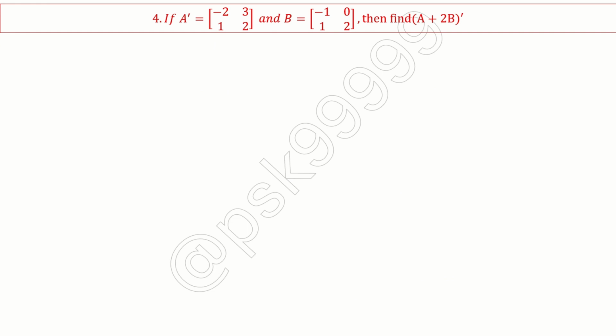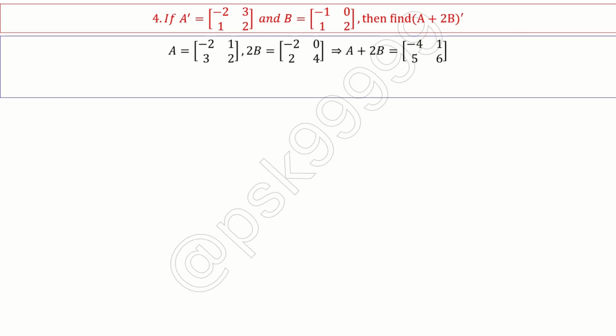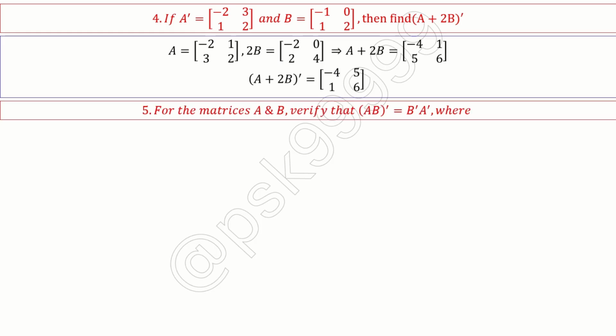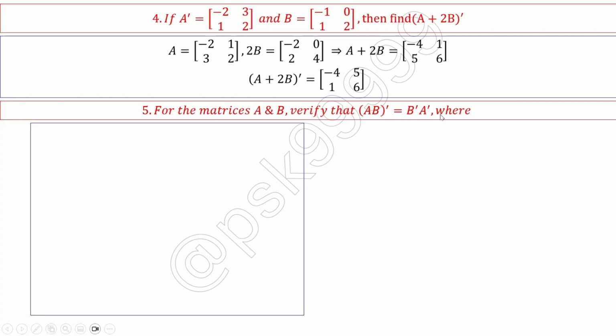Next. Again, same thing. A' is given, B is given. Find (A + 2B)', which is nothing but you can do whatever you want. You can do A + 2B. Because this is A', you first write A, which is the transpose of A'. Then 2B, then A + 2B. That's it. Then the whole dash, (A + 2B)'. Next. Verify that (AB)' = B'A'. We have to just verify. So A is given, B is given. Find out one by one.